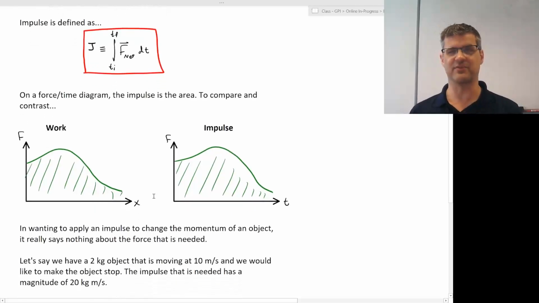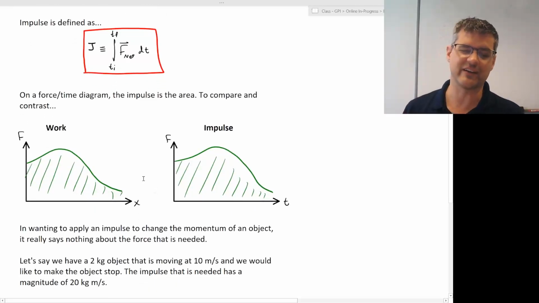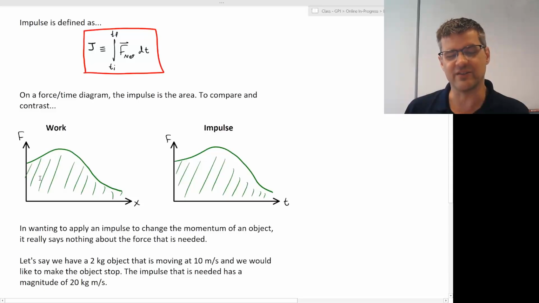Now, just to put it in our heads in a more graphic way, when we are calculating work, we are finding the area under a curve of a plot of force as a function of x. When we are doing impulse and adding momentum to a system, we are finding the area under the curve of force as a function of time. So they're related to each other.